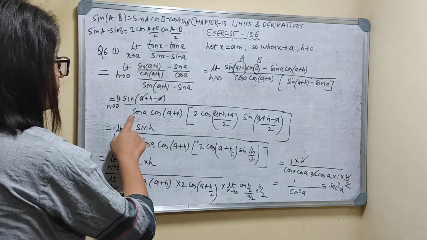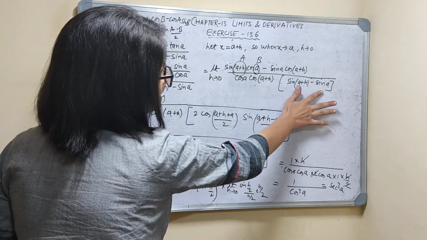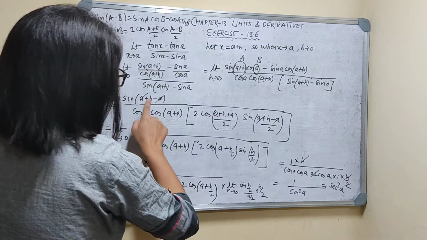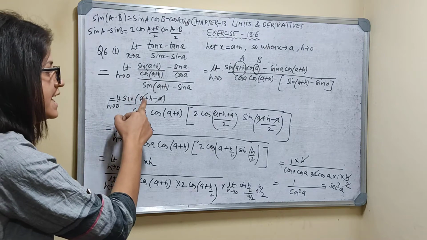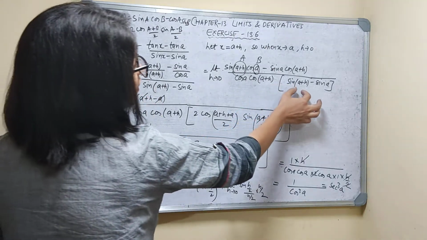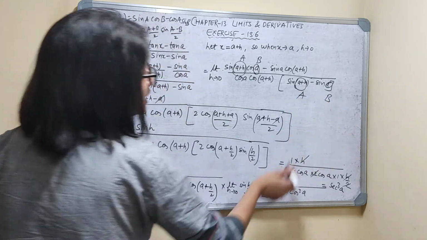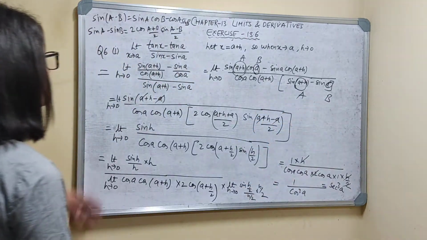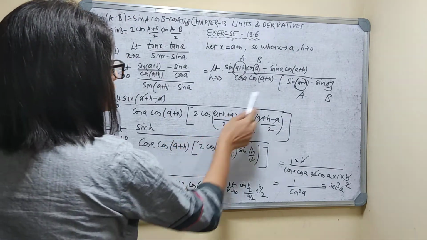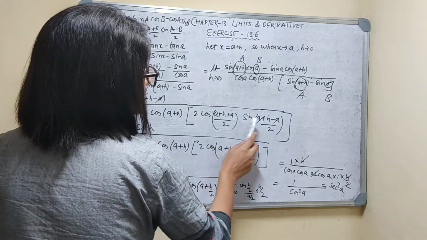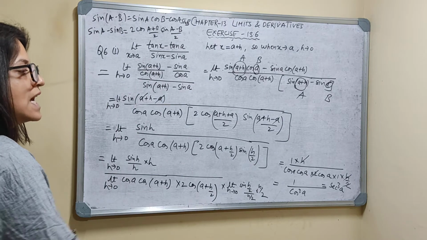Up you will get sin h, down is cos of a plus h into the denominator. Now you know the formula for sin A minus sin B, and in the denominator, let's say this a plus h is A and this a is B. So sin A minus sin B, the formula is 2 cos of (A plus B) by 2 sin of (A minus B) by 2. So 2 cos of (a plus h plus a) by 2 sin of (a plus h minus a) by 2.